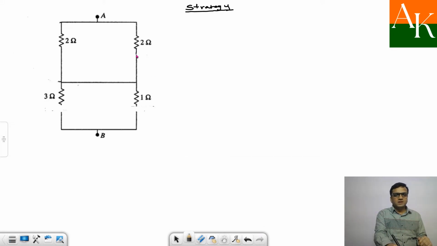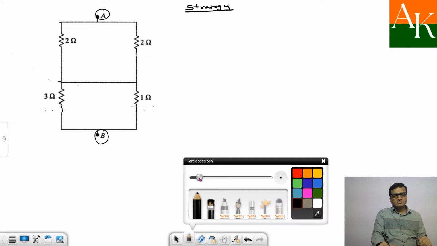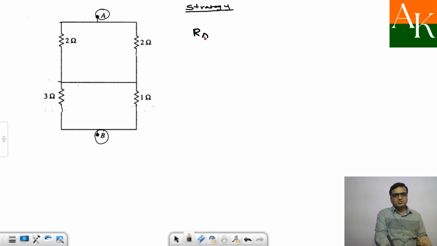And now you can think like that. You have to calculate the equivalent resistance between A and B. So if you have to calculate equivalent resistance between A and B, the first step will be this 2 ohm and this 2 ohm, they will be in parallel. Similarly, this 3 ohm and this 1 ohm, which is connected over here and one end towards B, they are also in parallel.